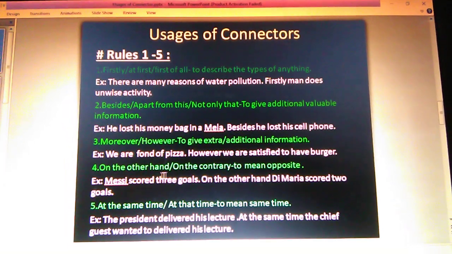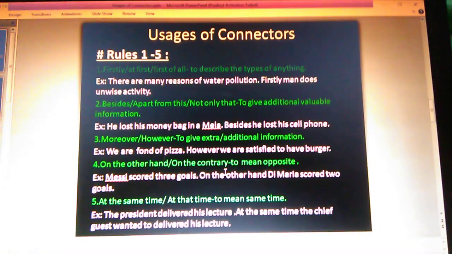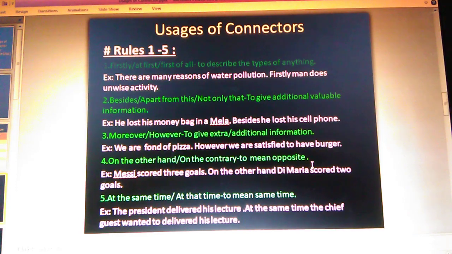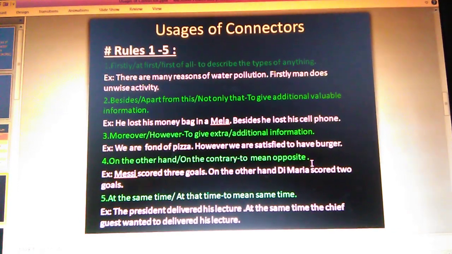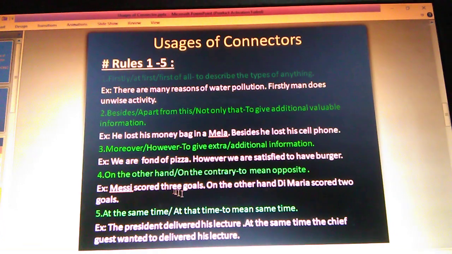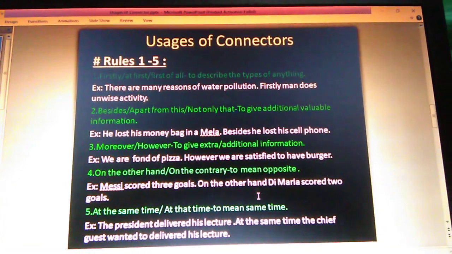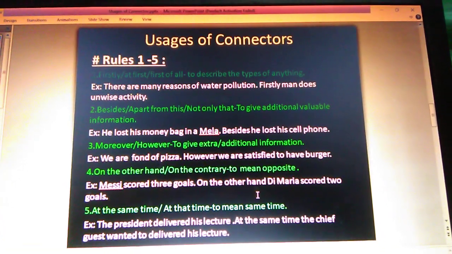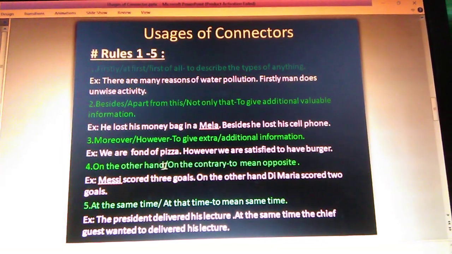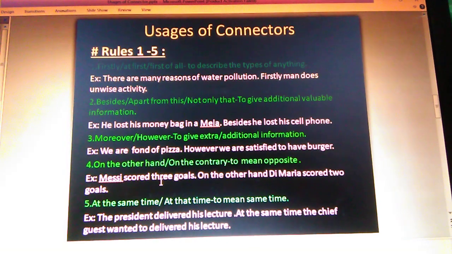On the other hand or on the contrary, both of these are synonymous. These two are used to give the opposite direction or opposite meaning. For example, Messi scored 3 goals. On the other hand, Di Maria scored 2 goals. You see here the practical uses of on the other hand.